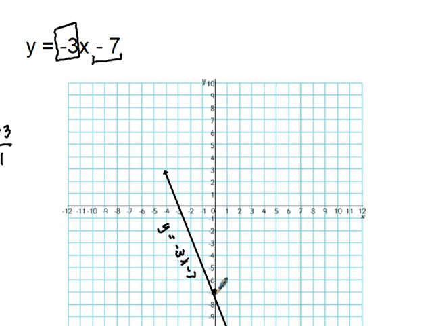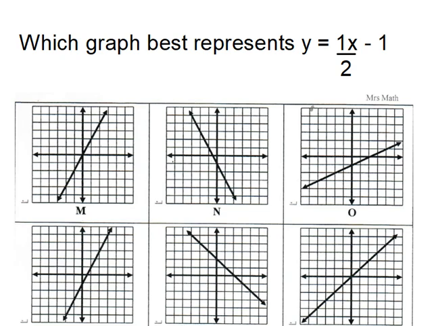From here, in this example, we had to go down 3 and over 1 because our slope, or our number connected to the x, was negative 3 over 1. Now, sometimes you're given a question that looks like this. Which graph best represents y equals 1/2 x minus 1?